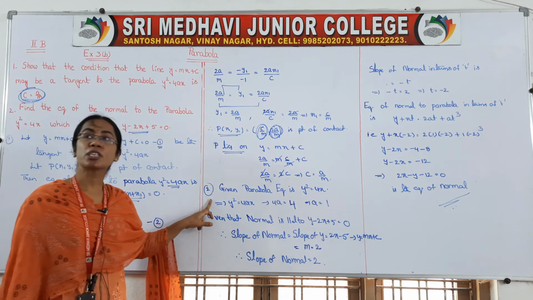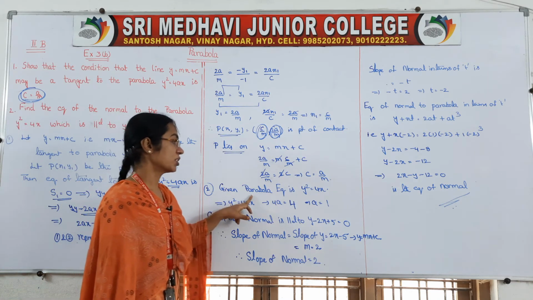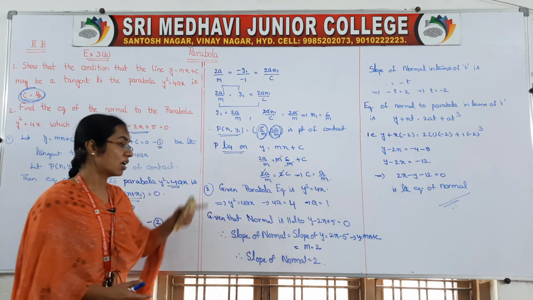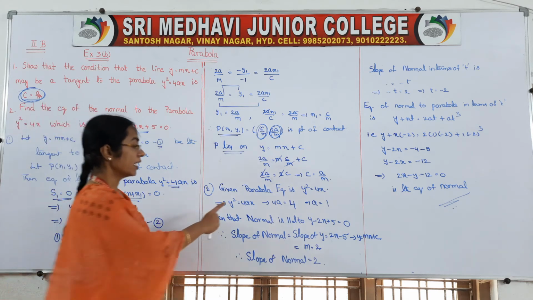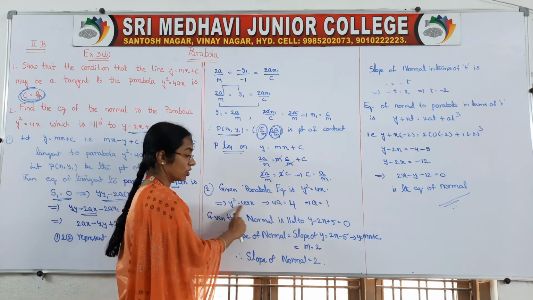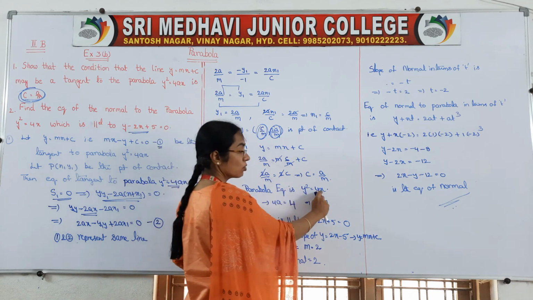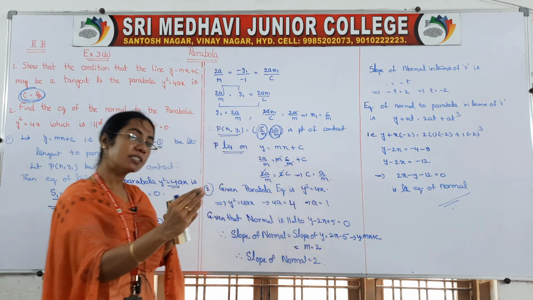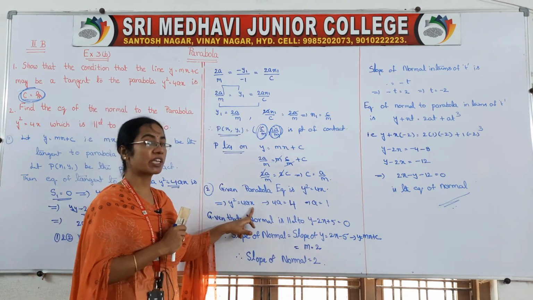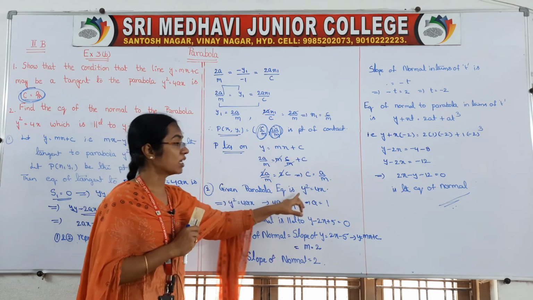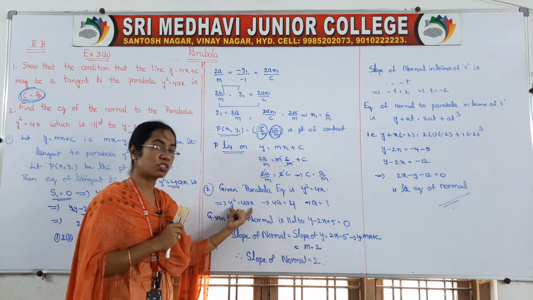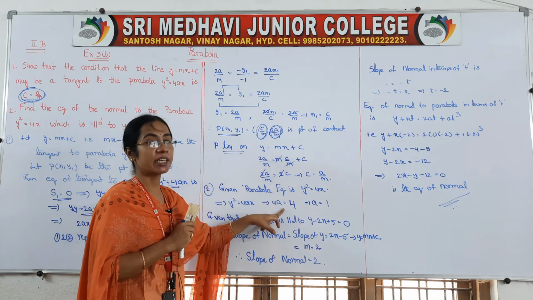Next, the second question. If you observe it, the given parabola equation is y square is equal to 4x, which is in the form of y square is equal to 4ax. So compare y square is equal to 4x with y square is equal to 4ax, and we will get the a value.